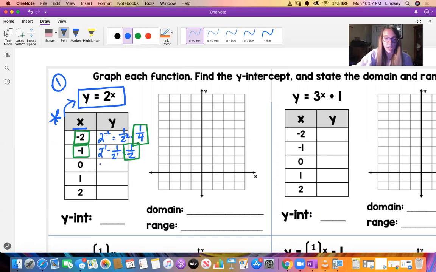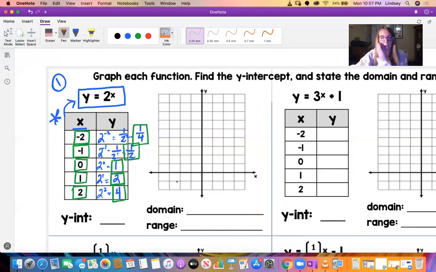Moving on to our favorite exponent, 0. We have 2 to the 0, which is always going to equal 1. So when x equals 0, y equals 1. Next, we have to the first power. So 2 to the first power, anything to the first power is always itself. Another easy one. So when x equals 1, our y equals 2. And then last, we have 2 to the second power, which we know is 2 times 2, which is 4. Awesome. So when x equals 2, then y equals 4.